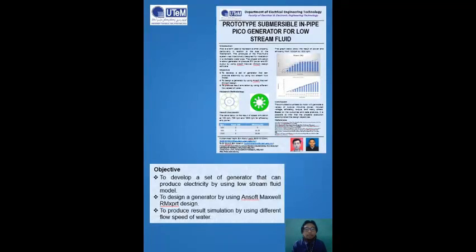For the objective, basically I have three objectives for this project. The first one is to develop a set of generators that can produce electricity by using low strain fluid model. The second one is to design a generator by using Submersible RMXPRT software. The third and last one is to produce result simulation by using different flow speeds of water.